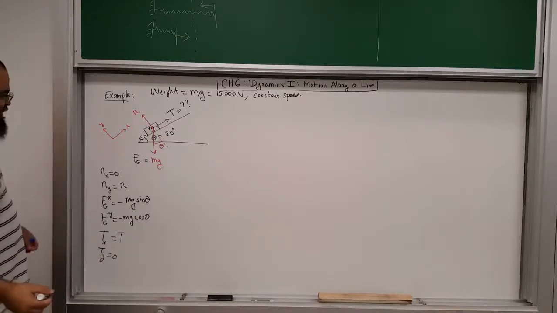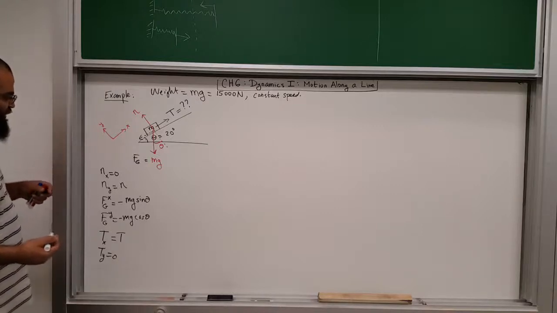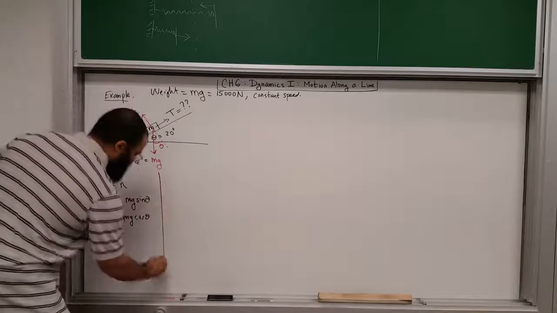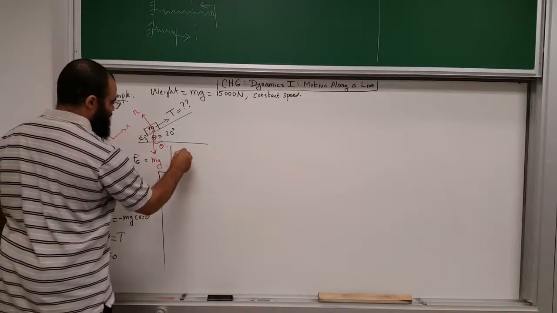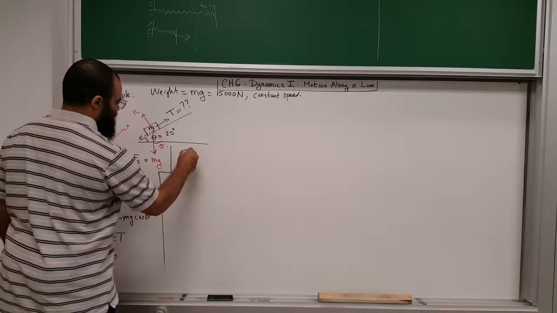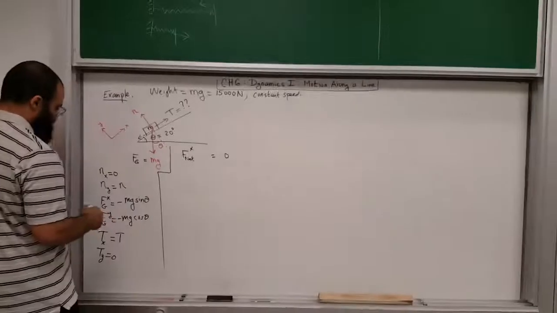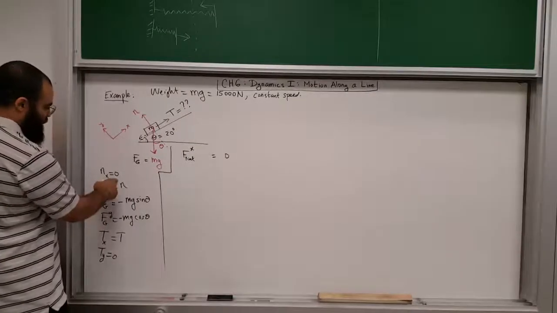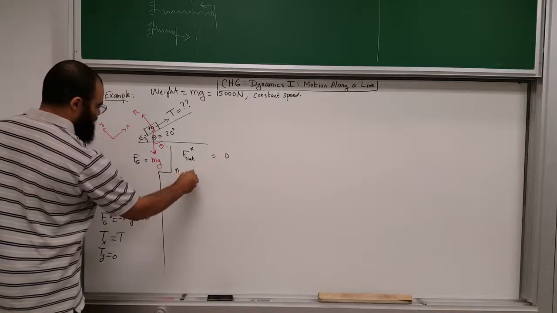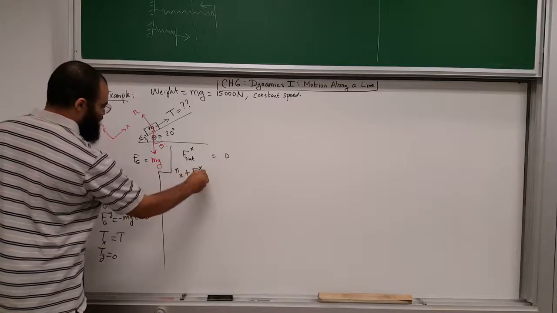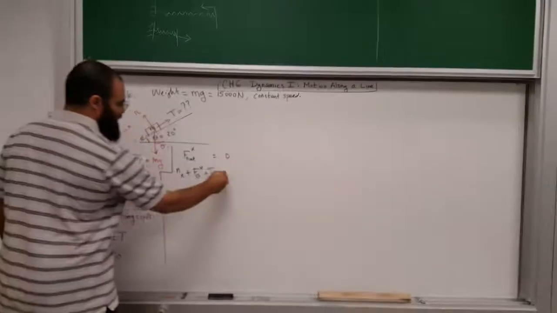There is no acceleration. The x component of acceleration is 0, and the y component of acceleration is 0. So we write Newton's second law, or first law. The net force is 0. In the x direction, I have the x component of the normal force, plus the x component of the force of gravity, plus the x component of the tension. They have to add up to 0.